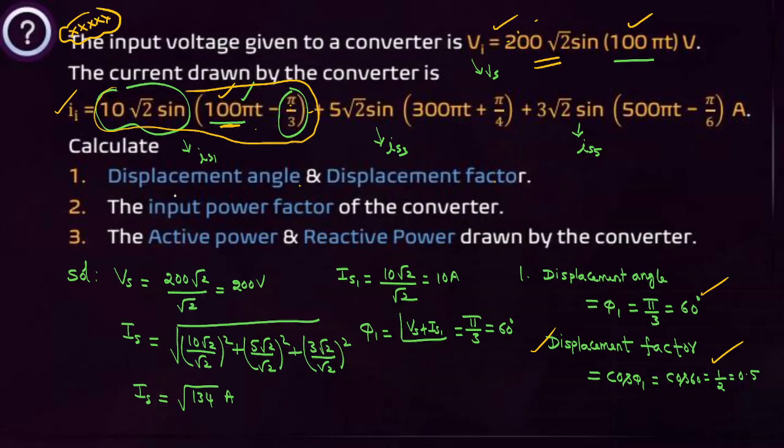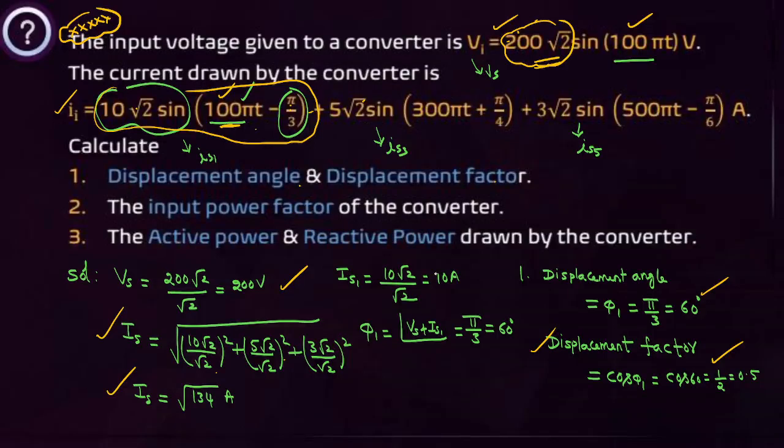Next, you have to find the input power factor of the converter. What is the input power factor of the converter? Is1 by Is into cos phi 1. This is Vs, the RMS value of secondary voltage. This is the peak value; peak value by root 2 is the RMS value. I am finding the total RMS value of secondary current. How to find it? This by root 2 whole square, this by root 2 whole square, this by root 2 whole square. This is the total secondary current.